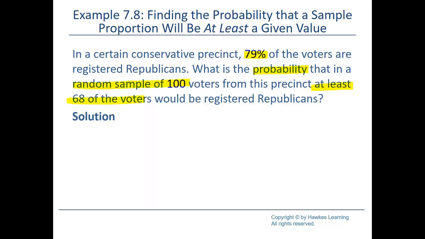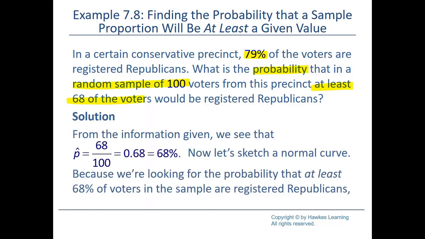With that information, we can see that p hat is going to be 68 over 100. They didn't tell me what the proportion was as a proportion. They gave it to me in two different items: the number of people with a certain characteristic and the size of the sample itself, which allows me to look at that as 0.68 or 68%.